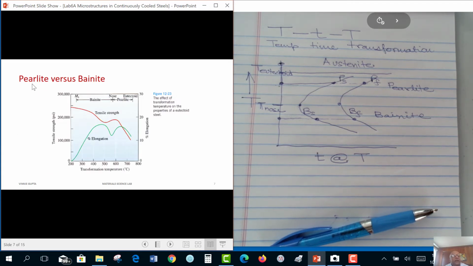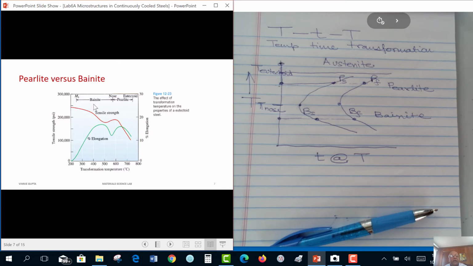Here is a comparison of perlite and bainite. So you can see here is our transformation temperature. At high transformation temperature, we form perlite. At low transformation temperatures, we form bainite. Here is the nose temperature.